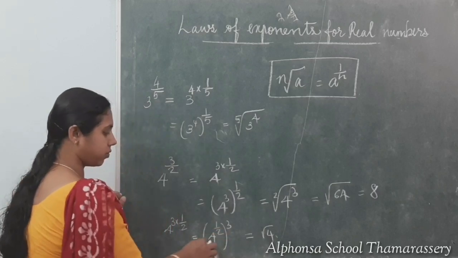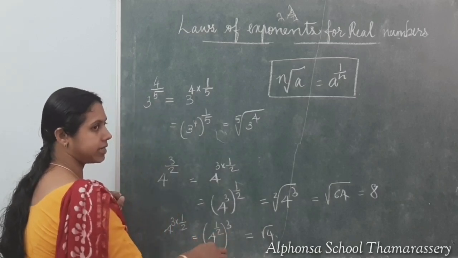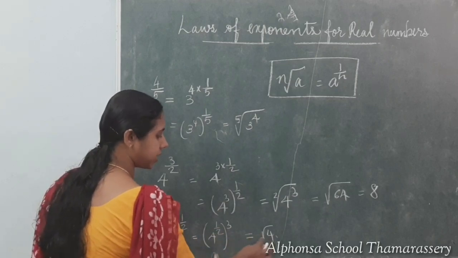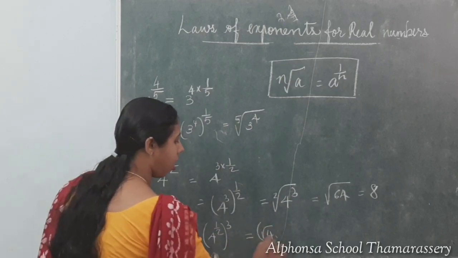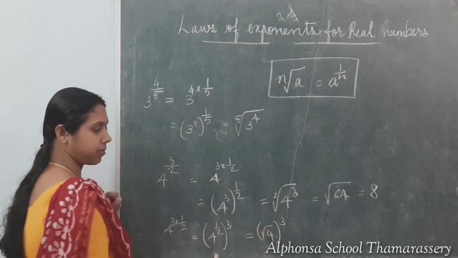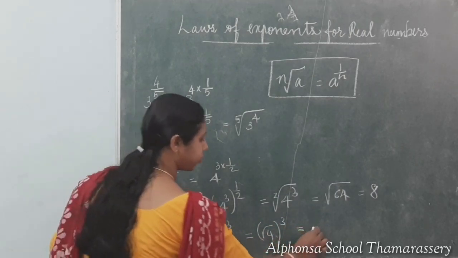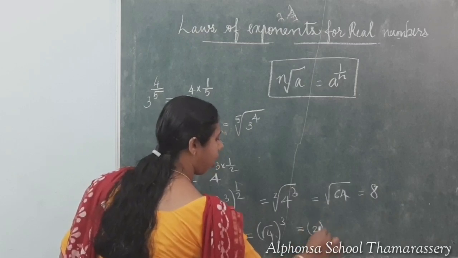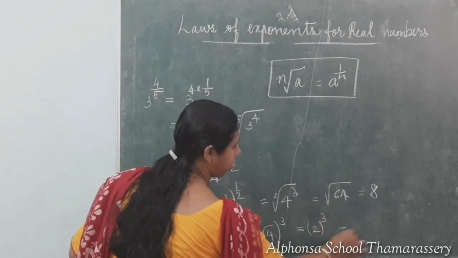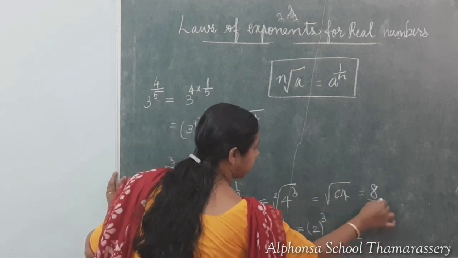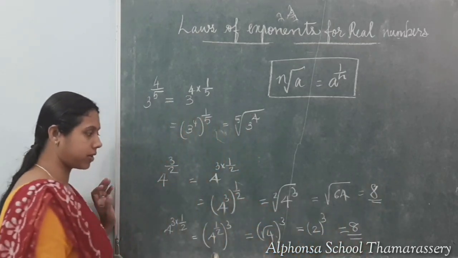4 raised to 1 by 2, a raised to 1 by n, we can write it as nth root of a. So 4 raised to 1 by 2, we can write it as square root of 4 whole raised to 3, which is equal to square root of 4 is 2, 2 whole cube. 2 raised to 3 is equal to 8. In both the cases, the same answer we got.